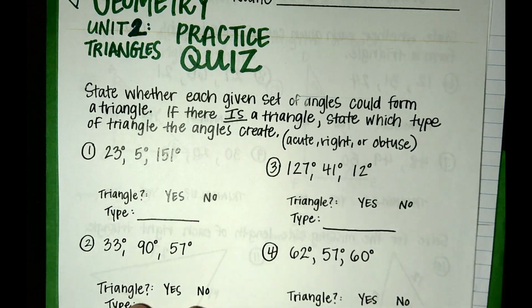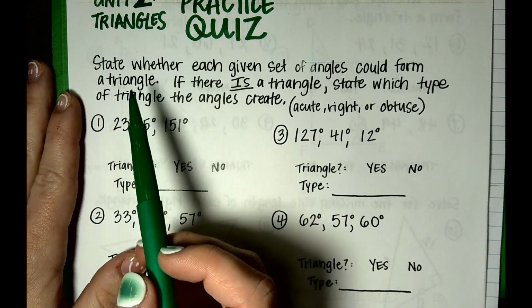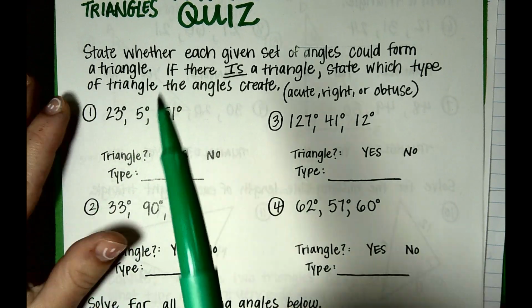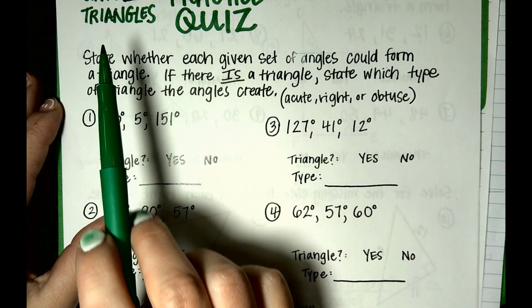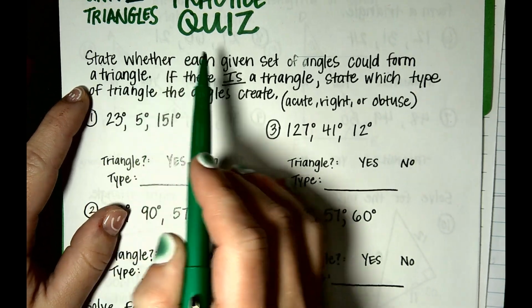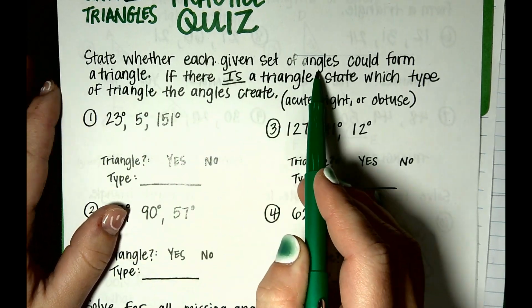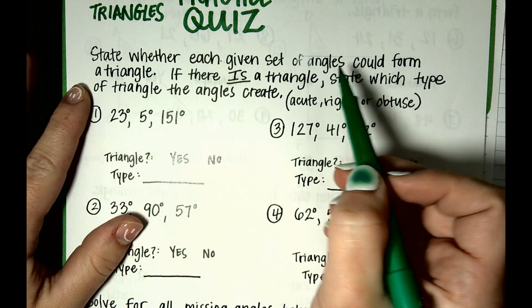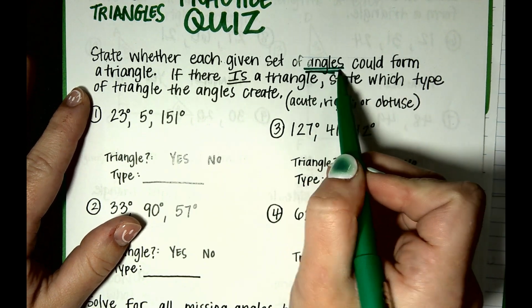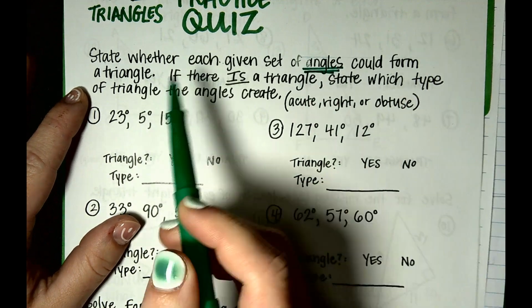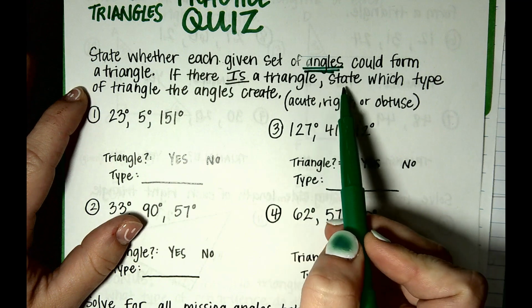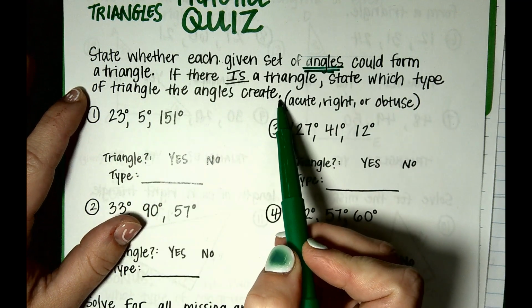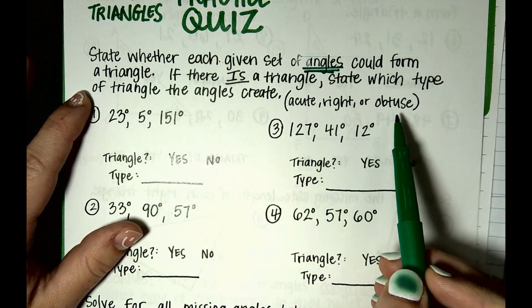We'll talk about them. Okay, so the first 4 questions on your quiz, the directions say, state whether each given set of angles could form a triangle. Now, this is angles, not side lengths. If there is a triangle, state which type of triangle: acute, right, or obtuse.